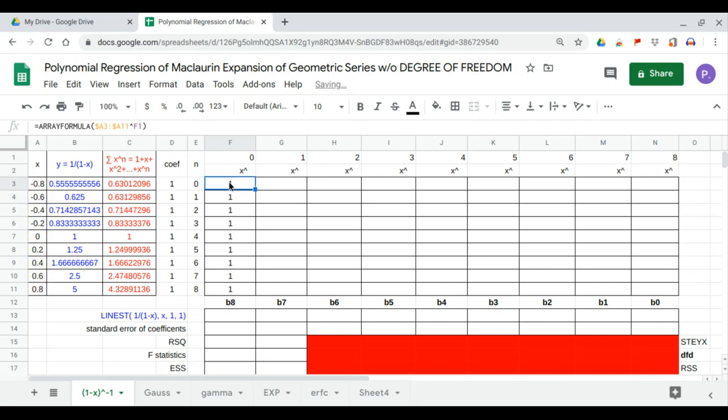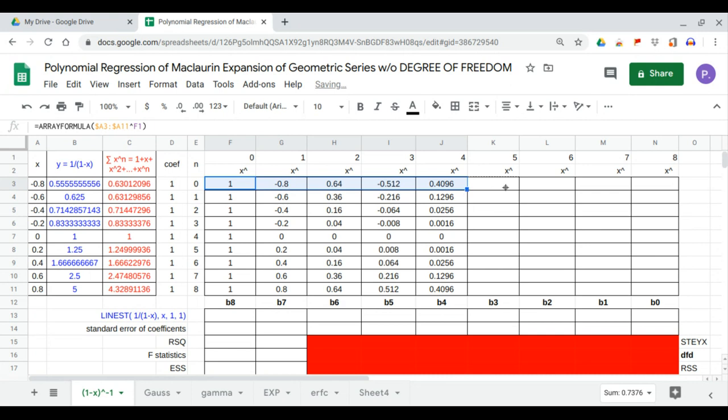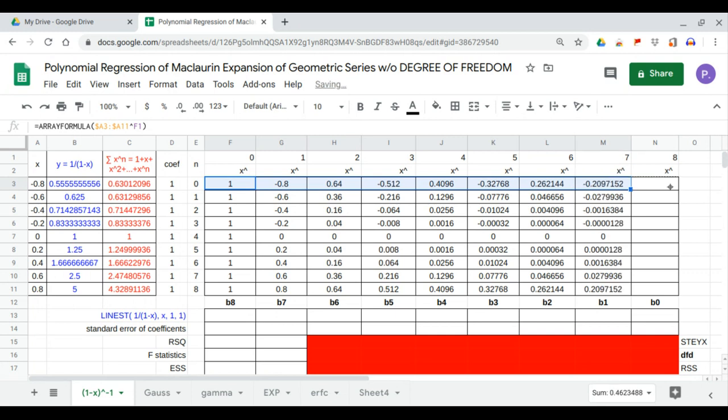Now that we have locked the references, we now enter the x column. This is the x column, which matches our x values. And this will be the x squared column. We have 0.8 squared is 0.64. Then the x cubed column, x to the fourth column, x to the fifth column, x to the sixth column, x to the seventh column, and x to the eighth column. Now we can enter the Linest.